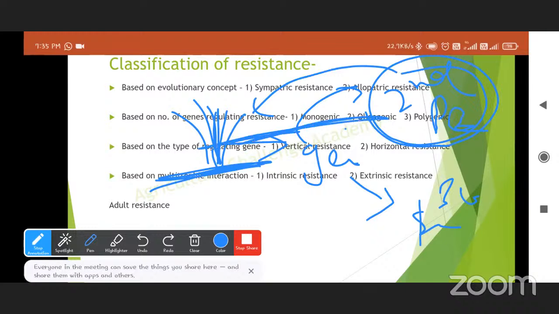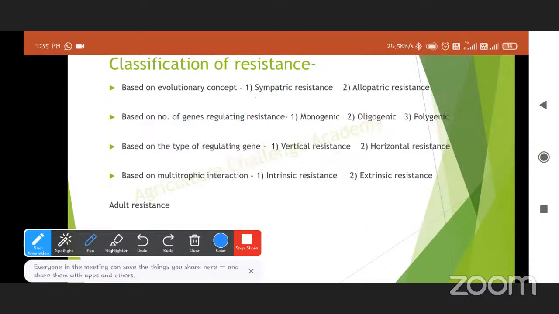So for this pest, it would be allopatric resistance. There is no co-evolutionary history, because both host and insect never interacted with each other. It is just due to the resistant effect of another gene. Allopatric resistance is mostly governed by polygenes. Our next type is based on genes regulating resistance.